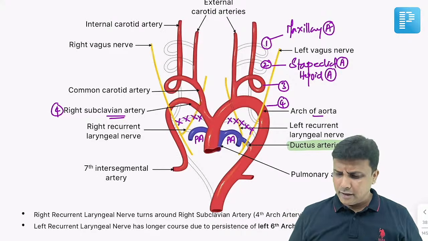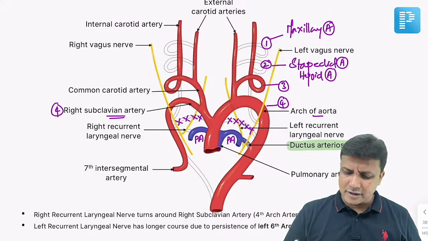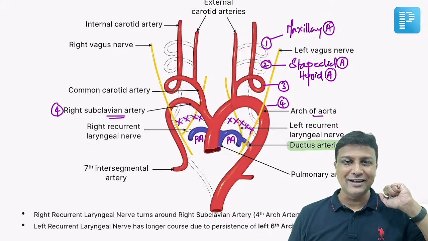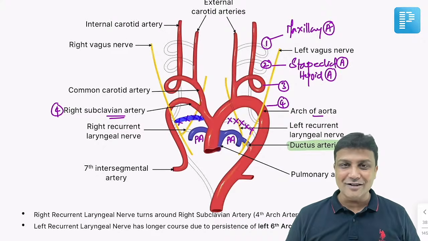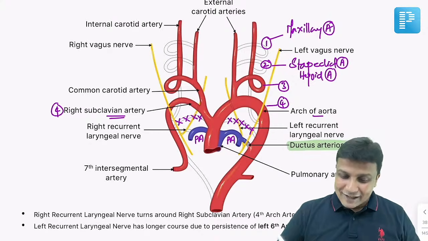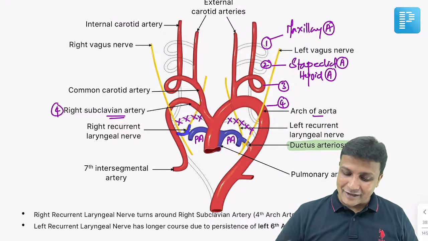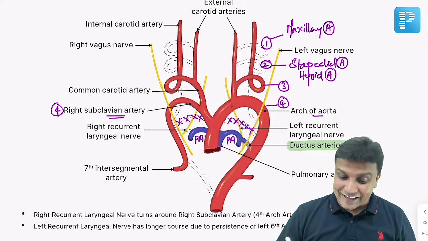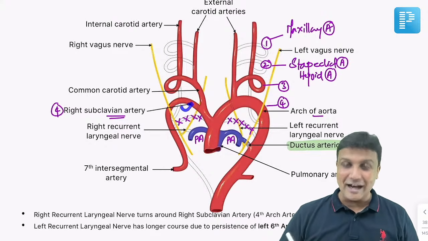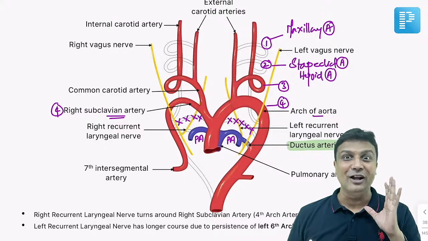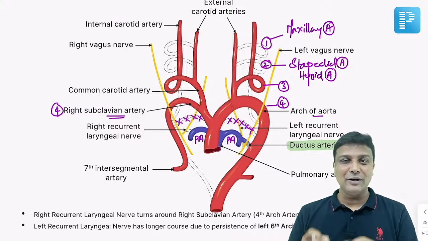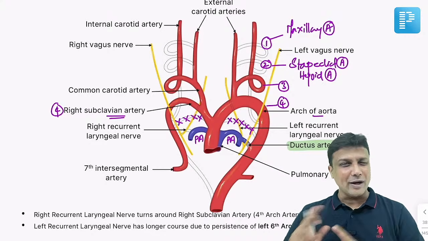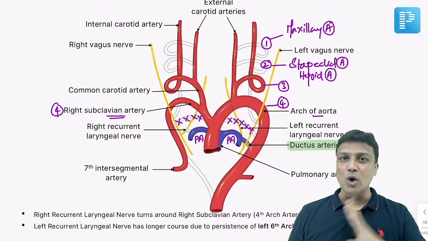But on the right side, is there a ductus arteriosus present over here? No, that is not present. Anything coming from the fifth arch artery? No, nothing is coming from here. So what is going to happen? The right recurrent laryngeal nerve will come up. It is going to come up, and that is the reason why it takes a turn around the right subclavian artery. That's the reason why the right one is shorter and the left one is longer.